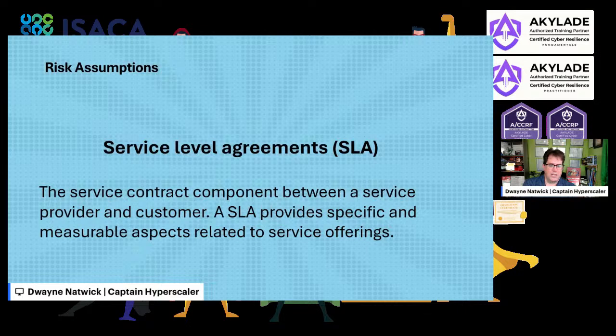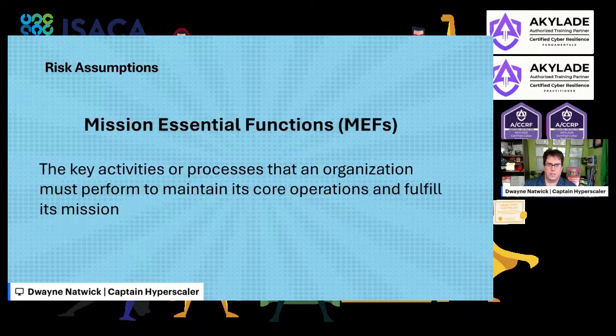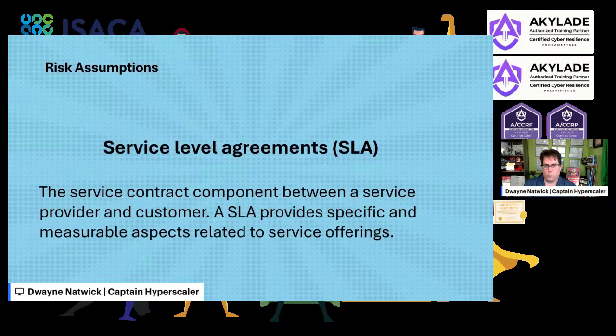Service level agreements, again, contract between providers. So these are key things that we need to understand. What is our supply chain, and how do they fall into those critical systems and the mission essential functions as well?